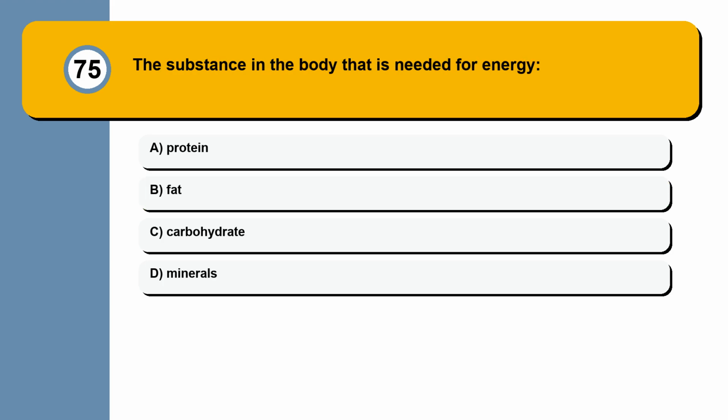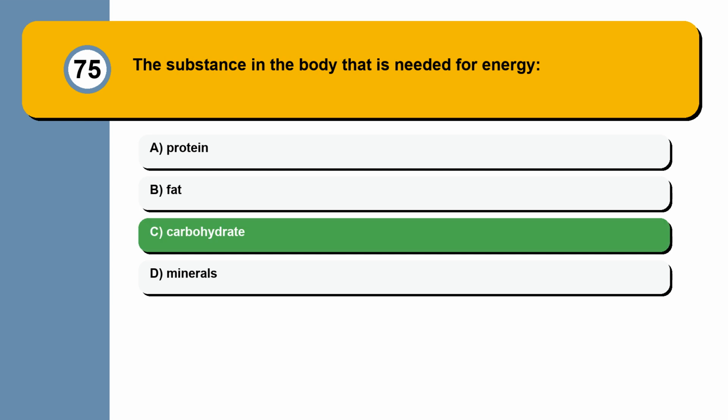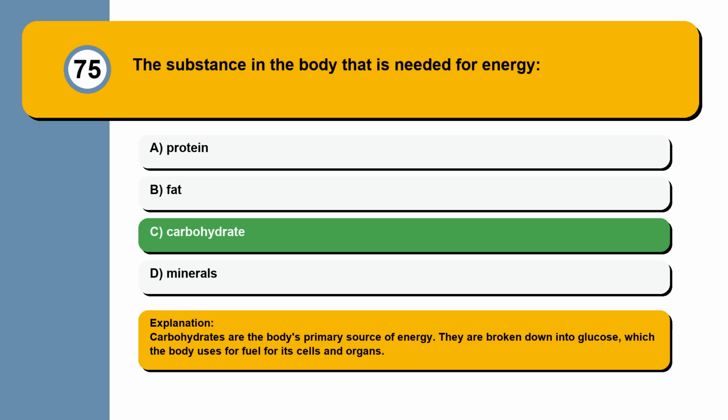Question 75. The substance in the body that is needed for energy. Here are your options. Option A, protein. Option B, fat. Option C, carbohydrate. Option D, minerals. The correct answer is option C, carbohydrate. Explanation. Carbohydrates are the body's primary source of energy. They are broken down into glucose, which the body uses for fuel for its cells and organs.